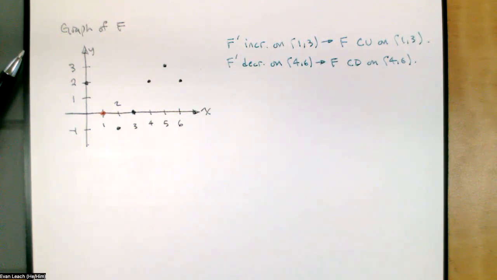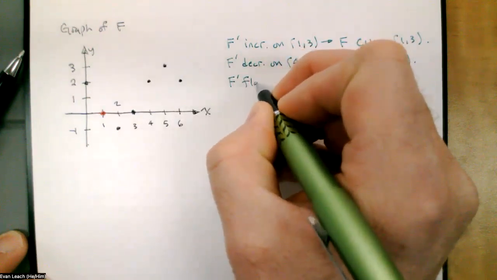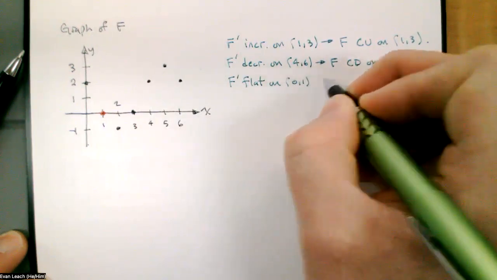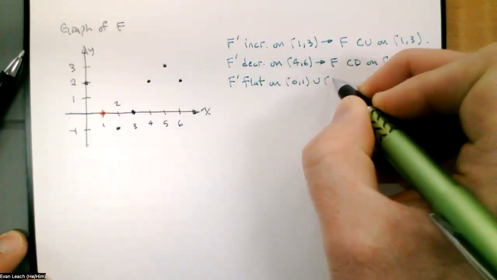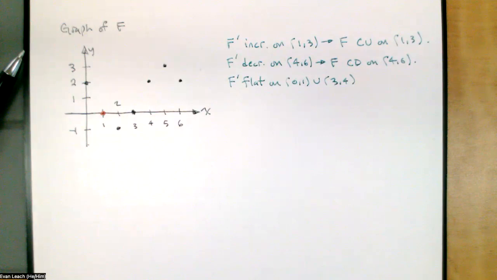On the other two intervals, from 0 to 1 and from 3 to 4, the derivative is neither increasing nor decreasing. The derivative is flat. The derivative is flat on the interval from 0 to 1 and from 3 to 4. And that's going to tell us that the function is linear on the interval from 0 to 1 and 3 to 4.